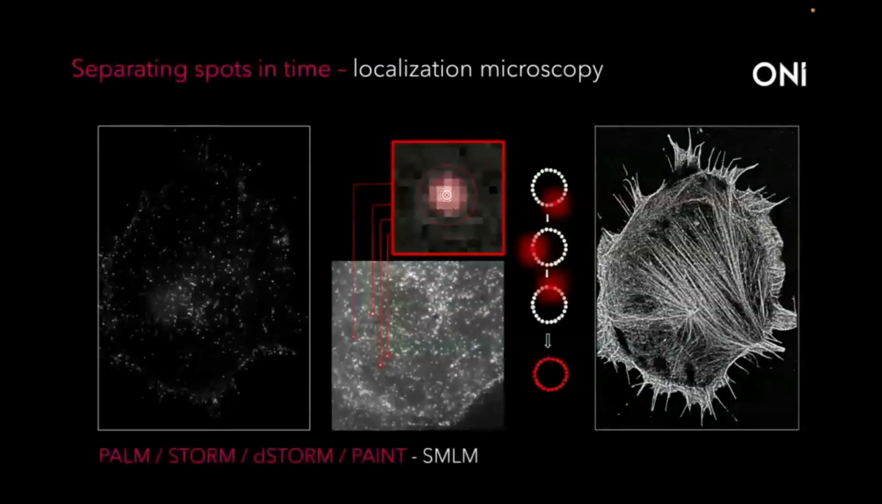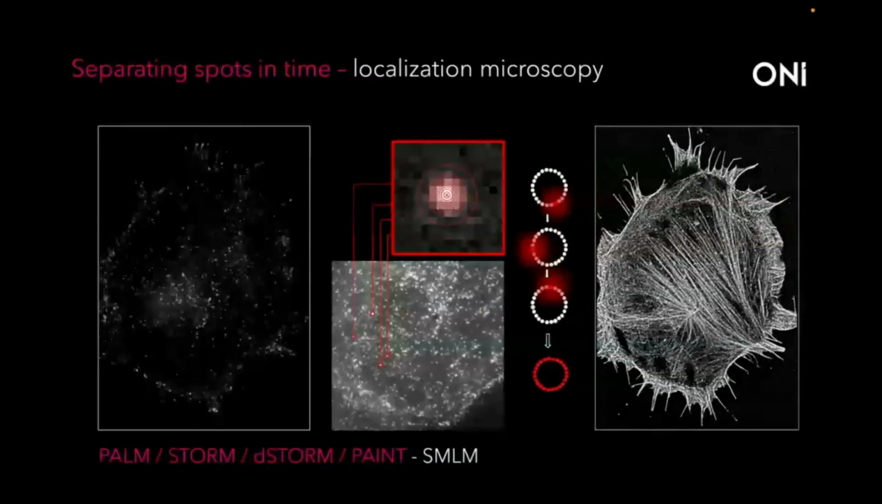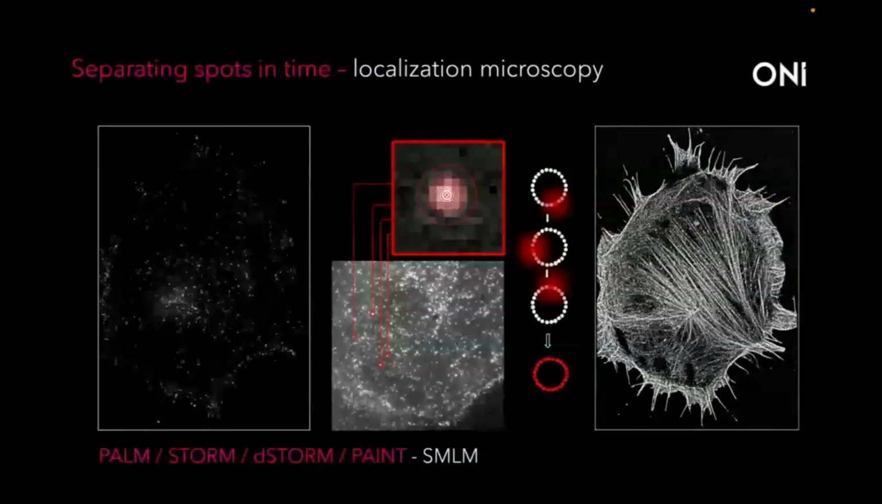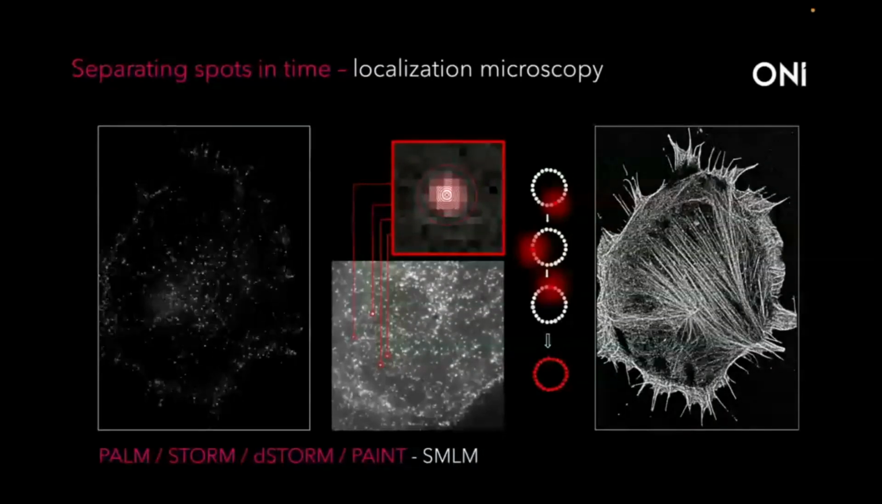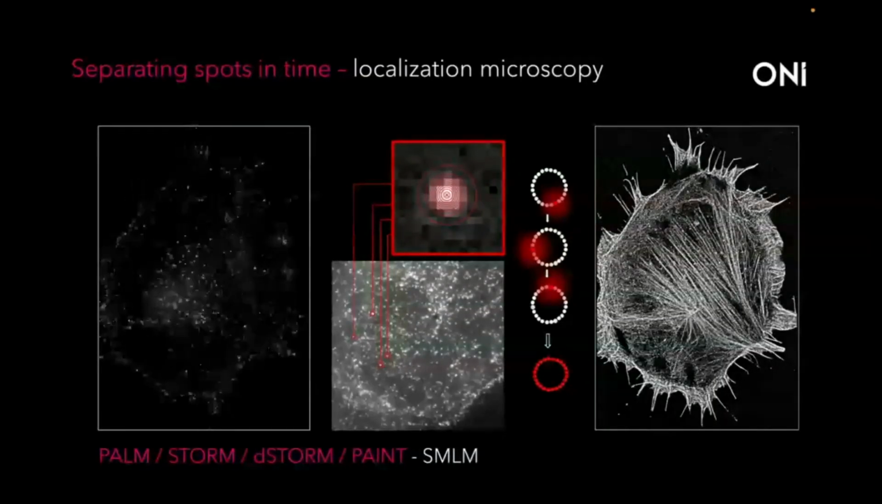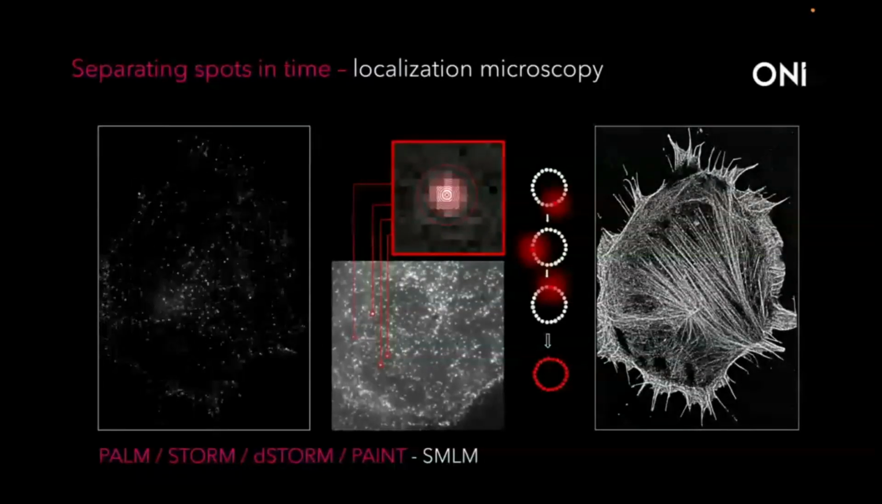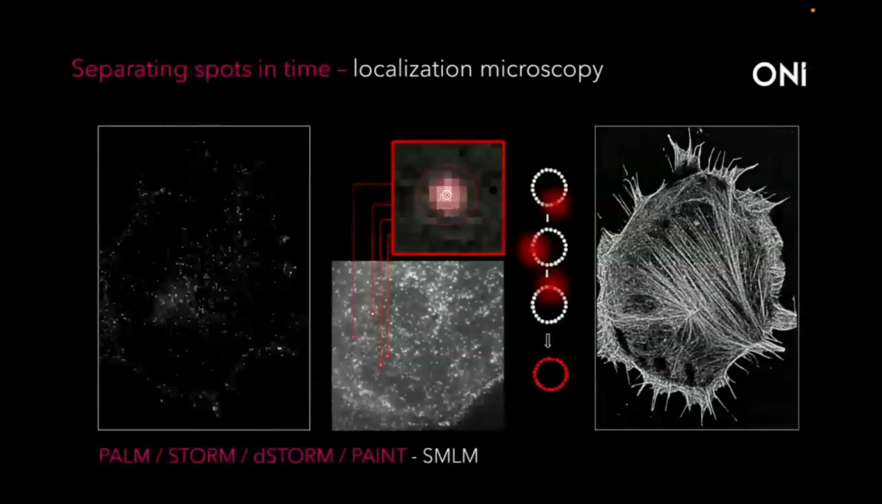And this is the fundamental principle for a range of techniques that are collectively called single molecule localization microscopy, SMLM. And this includes PALM, STORM, dSTORM, PAINT, and a few others that you're probably familiar with. Today, I'm not really going to be going into the details of what differs between these different methods, but they're all founded on this same principle of localization.